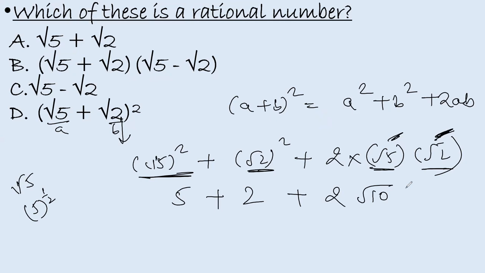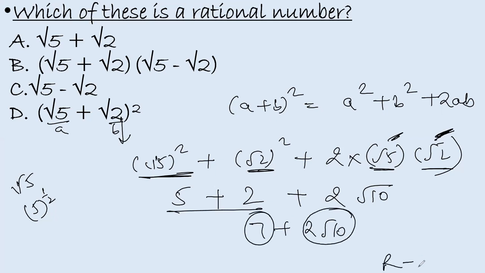So powers are same, you can multiply the base. So 5 into 2 is 10, and the power is under root only. So 5 plus 2 is 7. And this is an irrational number. This is a rational number. So rational plus irrational is irrational only. So the D part also is an irrational number.